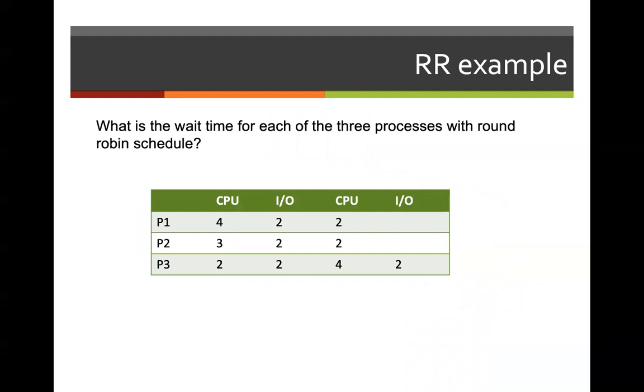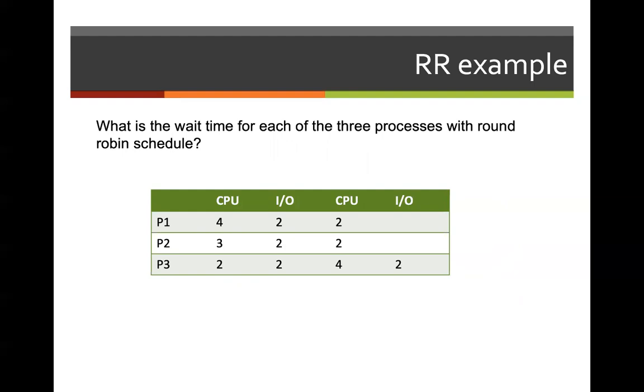And so one thing that we need to take into account is what is the wait time for each of the three processes with the round robin schedule. And so let's consider that we have three processes. We have P1, P2, and P3. And in this regard, we have different bursts that we need to consider. We can assume that we have an order of arrival of the processes being P1, P2, and P3. And we're going to consider that the scheduler will use a time slice of 2.